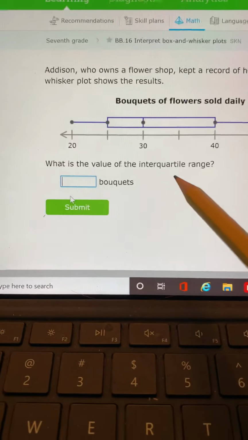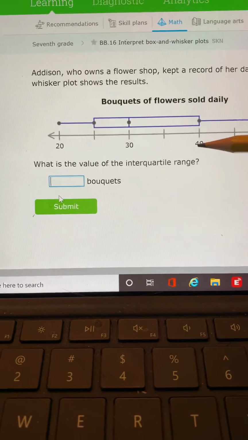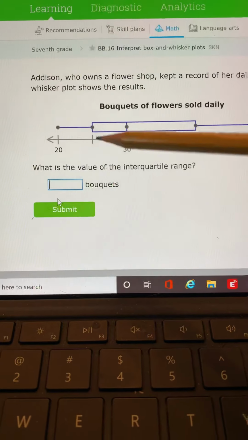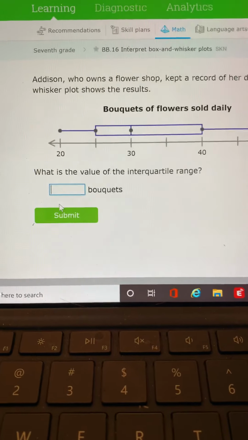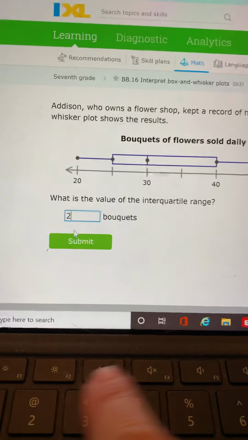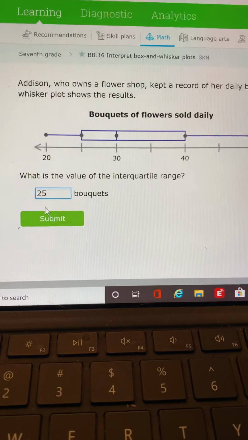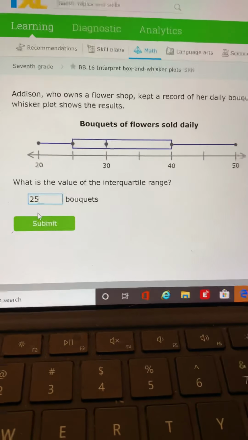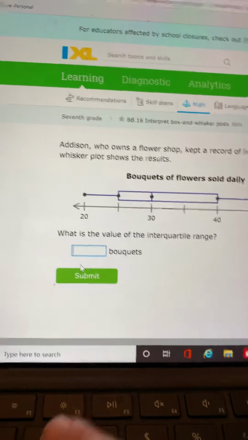So they're talking about interquartile range, which is the difference between quartile 3 and quartile 1. So this is 25 and this is 40. So you'll subtract 15 from 40 and you will get 25. That's 40, that's 25. Oh wait, that's wrong then. 40 minus 25 is not... 40 minus 25 is 15.